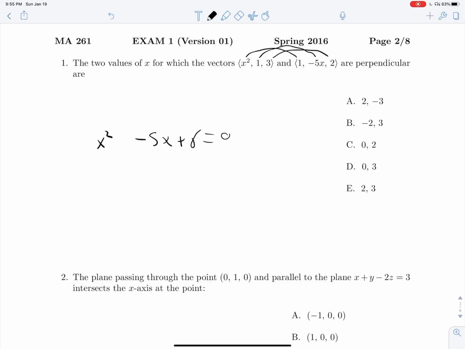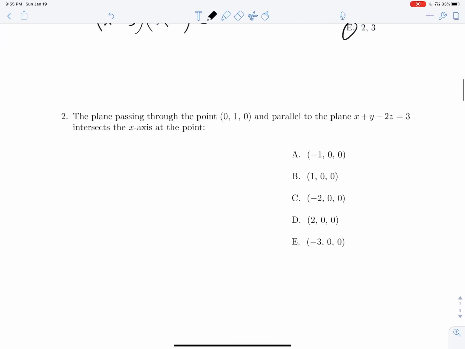Well, we can simplify this down a little bit, and this whole thing is going to factor to x minus 3, x minus 2 is equal to 0. And so that gives us two values, x equals 2 and x equals 3.